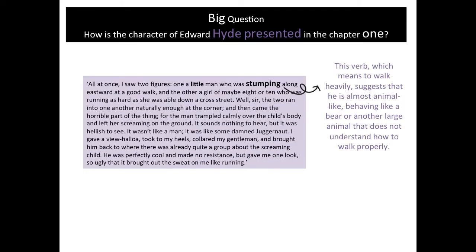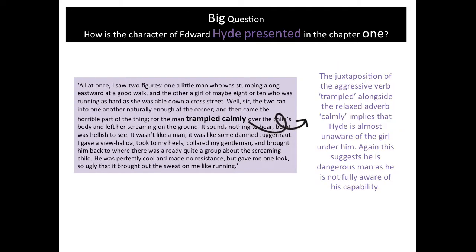The fact that he's stumping along, the verb meaning to walk heavily, almost like a bear might walk along, just shows that he's almost animal-like. He doesn't understand social norms and how to behave in society. He stands out, absolutely. The fact that he trampled calmly, the juxtaposition of this aggressive verb and this relaxed adverb. I mean, how do you trample over something, which is such an aggressive thing to do? Calmly, it makes no sense, which is almost like Hyde, he makes no sense. It suggests that he's really dangerous and unaware of how powerful he actually is.